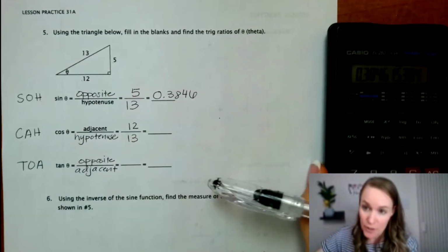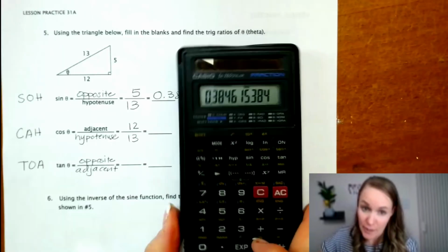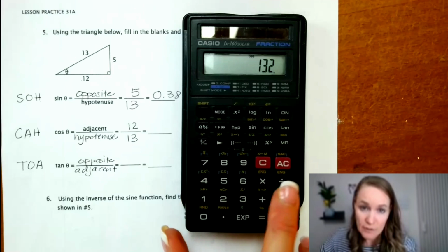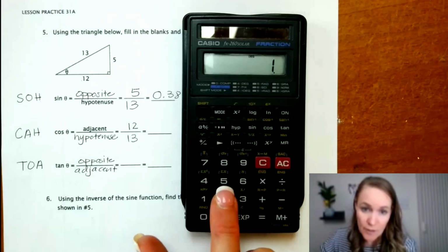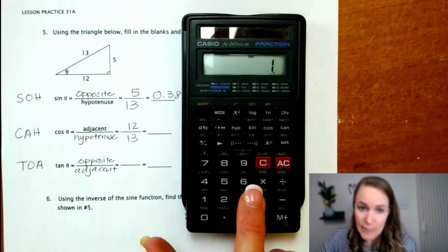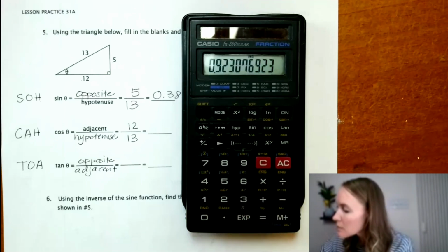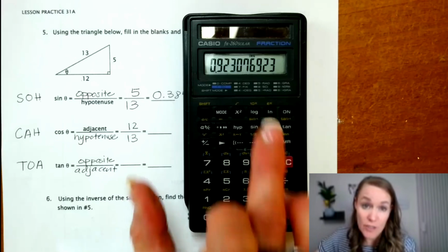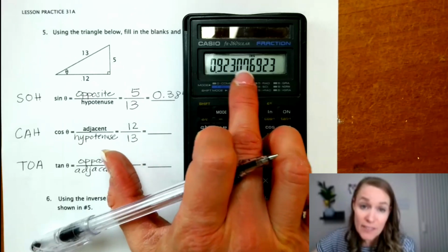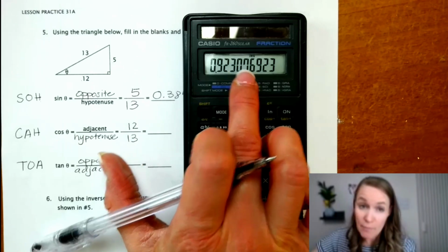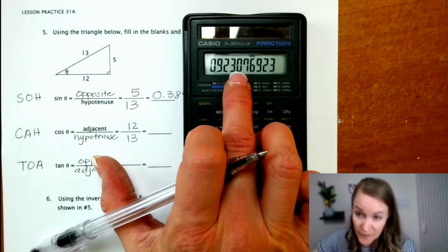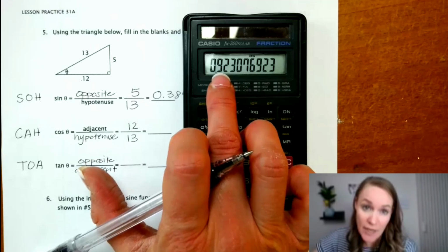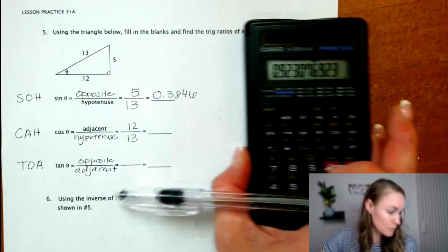So again, I'm not going to do long division here. I'm going to plug it into my calculator because that will become important later. 12 divided by 13. Okay, and I'm going to round to 4 digits. My 5th digit is 7, so that means my 4th digit needs to go up 1. So I'm rounding to 0.9231.